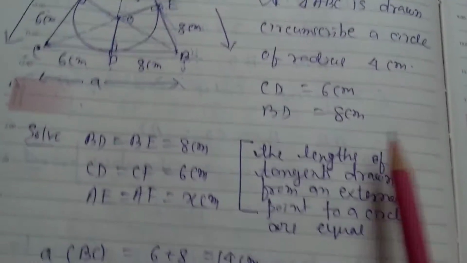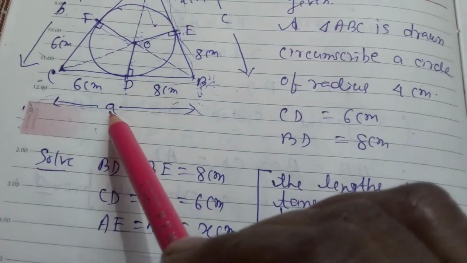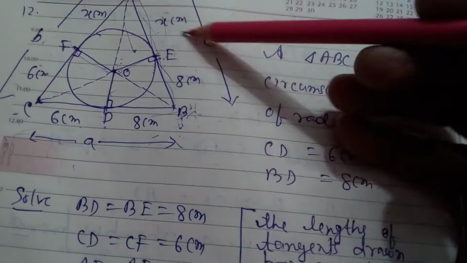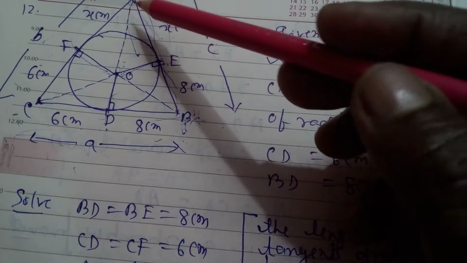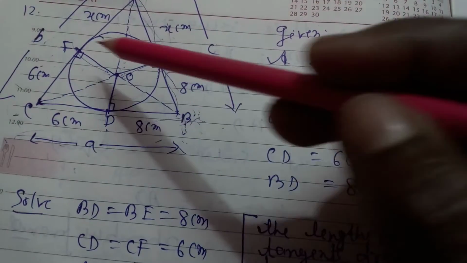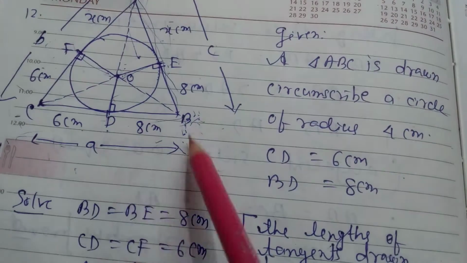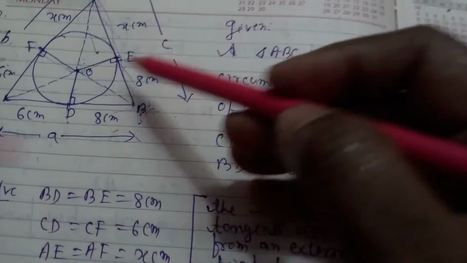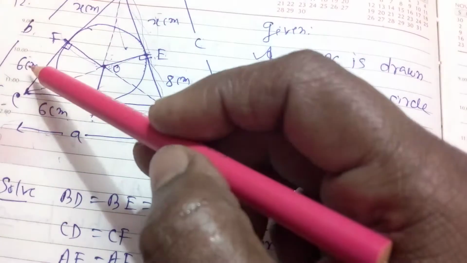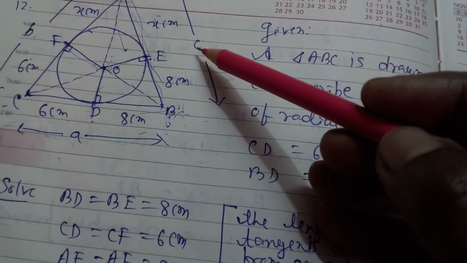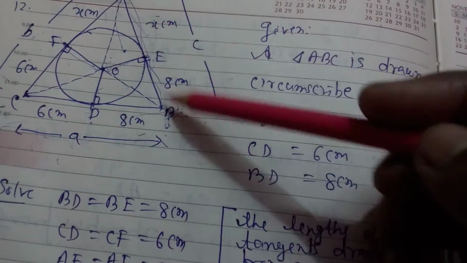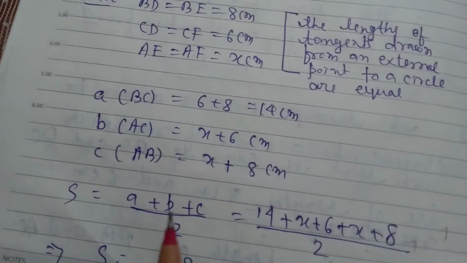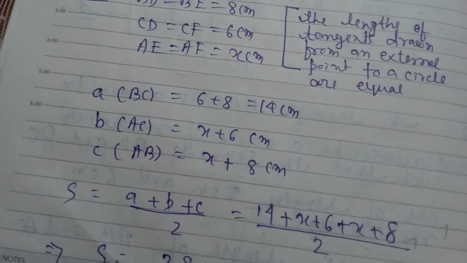Now BC, that is small a, means the length of BC is denoted by small a, the length of AB is denoted by small c, and the length AC is denoted by small b. So BC, that is a, equal to 6 plus 8, 14 centimeter. Small b, that is AC, equal to 6 plus x centimeter, and AB, the length of AB, equal to x plus 8. Okay. Now by Heron's formula I have determined the area of the triangle.